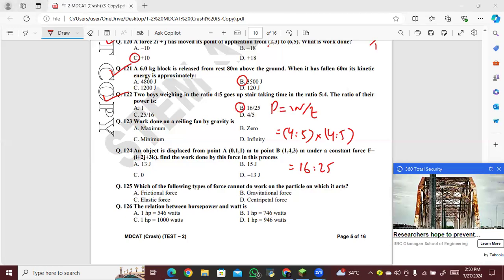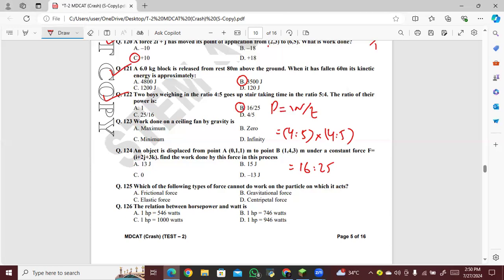Work done on a ceiling fan by gravity is zero because it is not moving. Work done due to gravity is mgh, so it is zero, because in the work done there should be some displacement.